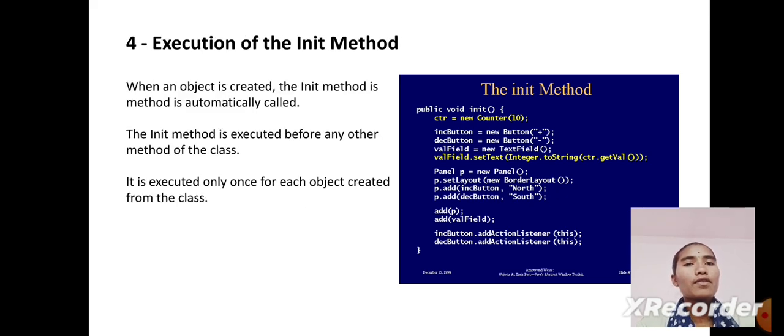Execution of the init method. When an object is created, the init method is automatically called. The init method is executed before any other method of the class. It is executed only once for each object created from the class. See here, the init method, public void init, we are using.